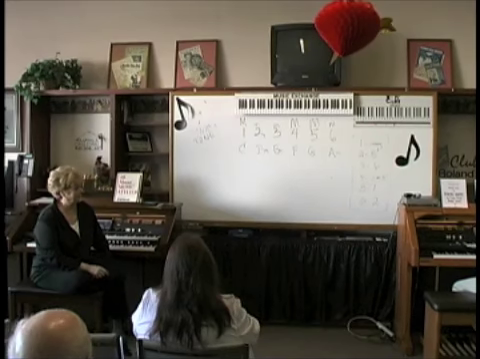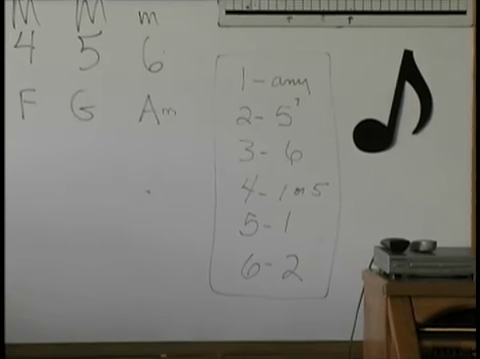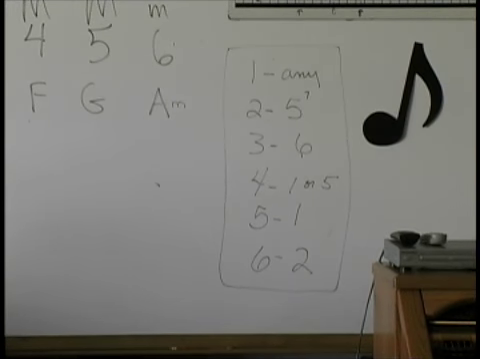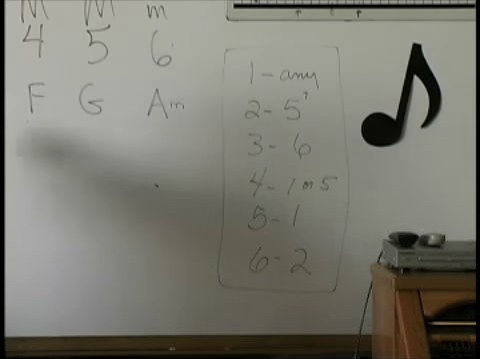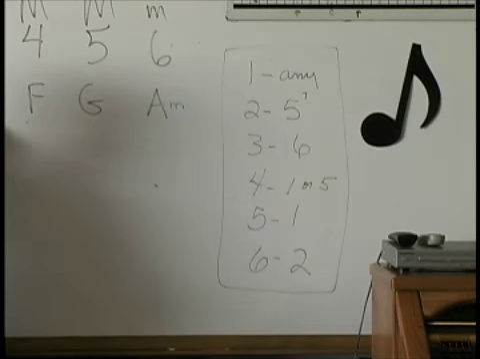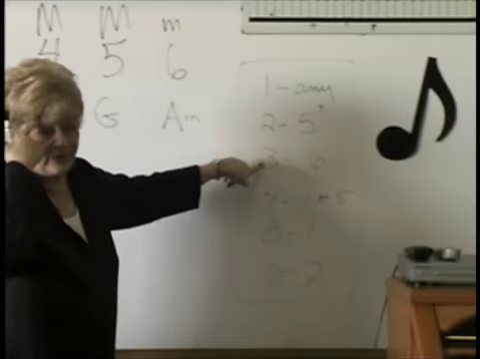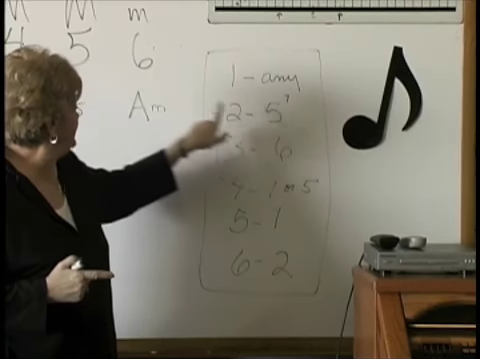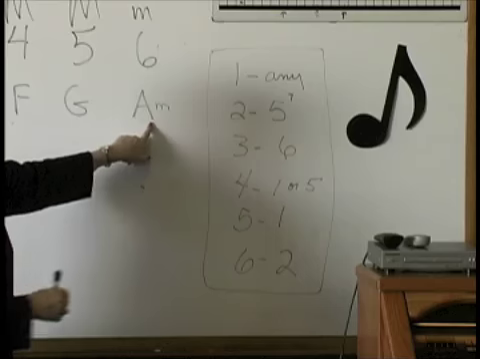Play C chord again. Pick a chord. 3. What's chord number 3? Chord number 3 is E minor. Alright? Logic? Where does chord number 3 go? To 6. What is 6? A minor. Where does chord 6 go?